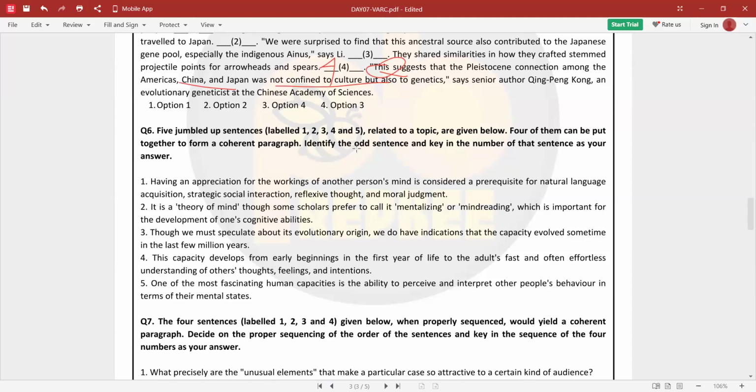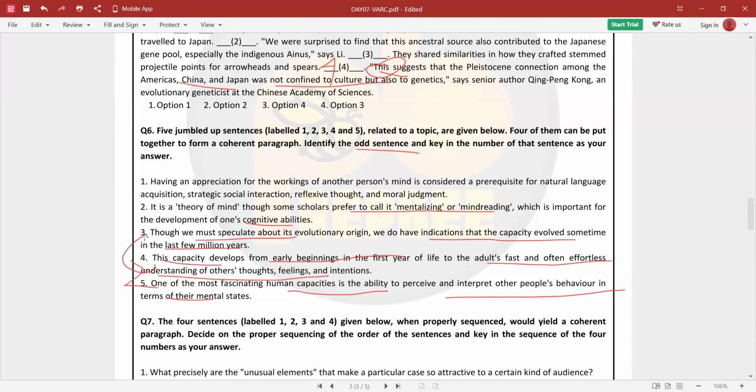Now, we have to find out the odd sentence. Having an appreciation for the working of other people's mind is considered a prerequisite for natural language acquisition, strategic social interaction, reflexive thought, and moral judgment. Okay, it is a theory of mind, though some scholars prefer calling it mentalizing or mind reading, which is important for developing cognitive abilities. Though we must speculate about its evolutionary origin, we do have indications that the capacity evolved sometime over the last few million years. Okay, this capacity develops from early beginnings in the first year of life to adults' fast and often effortless understanding of others' thoughts, feelings, and intentions. One of the most fascinating human capacities is the ability to perceive and interpret other people's behavior in terms of their mental states.